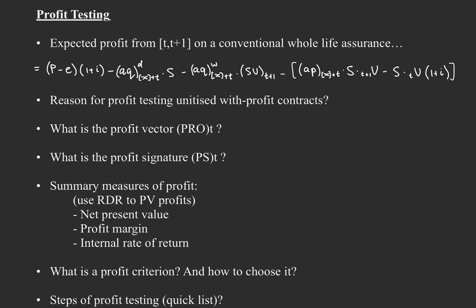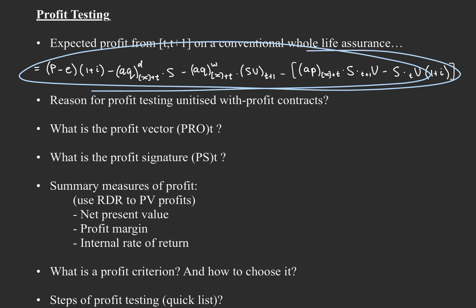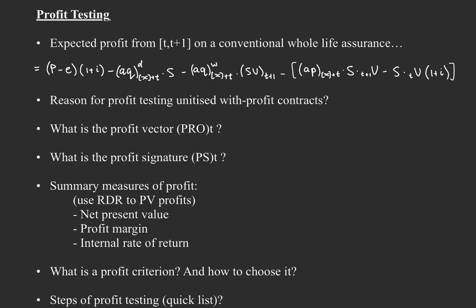Okay, so let's turn our attention then to this line here for conventional whole life assurance, the expected profit in year t to t plus 1. So at the beginning of this year, we receive a premium from the policyholder, this is P here, and we incur renewal expenses. So this P minus E is that net flow, the premium less the renewal expenses. And since our expected profit emerges at the end of the year, we have to take all the cash flows to the end of the year.